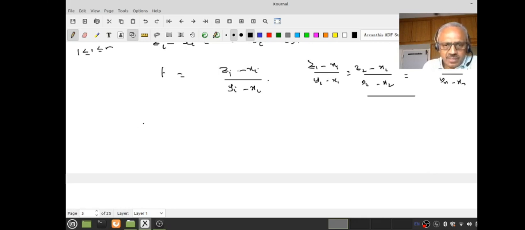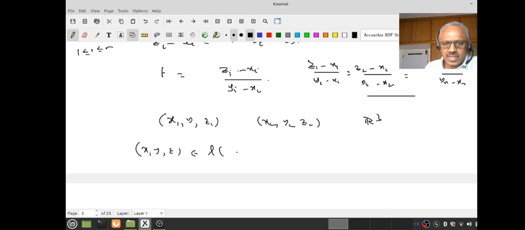To make it easy, let me look at a simple case. Suppose we take the points (x1, y1, z1) and (x2, y2, z2) in R3. Then the point (x, y, z) lies on the line joining these two points.